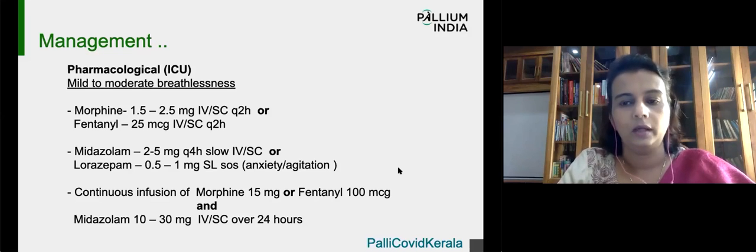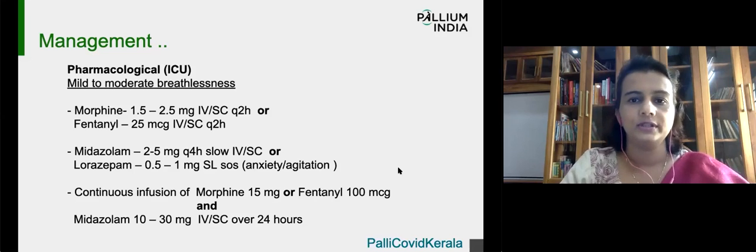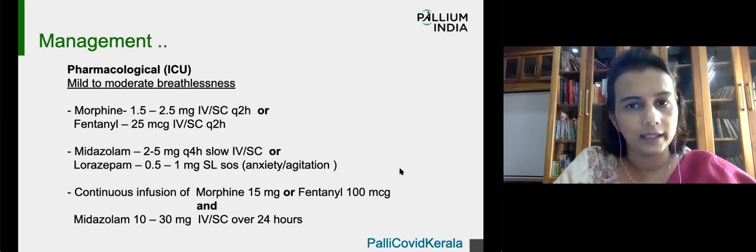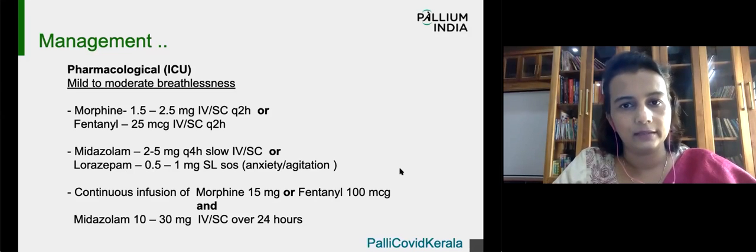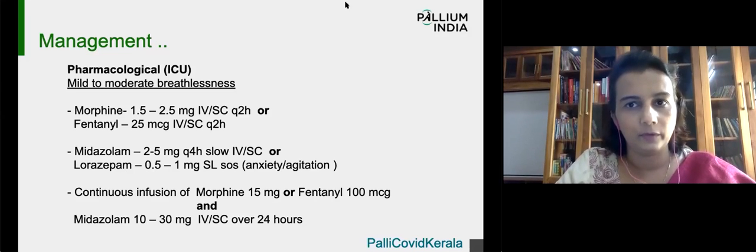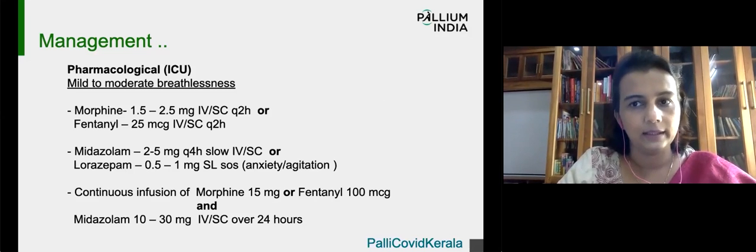As we all know, toxic metabolites of morphine can accumulate in chronic kidney disease. So the dosage we have suggested for fentanyl is 25 microgram IV or subcut 2 hourly. And then the midazolam and lorazepam doses are the same. Midazolam you can give 2 to 5 milligram Q4 hourly, or lorazepam 0.5 to 1 milligram sublingual SOS.